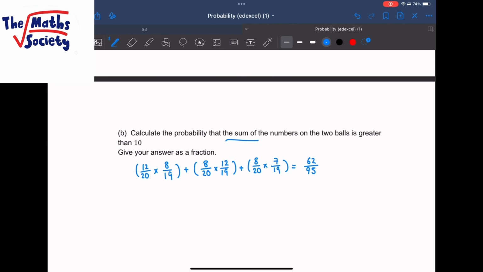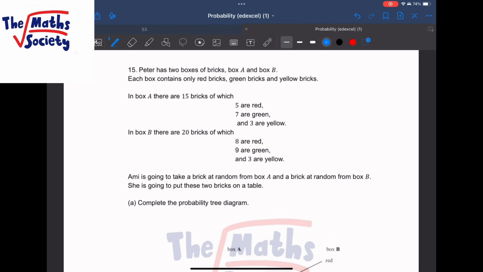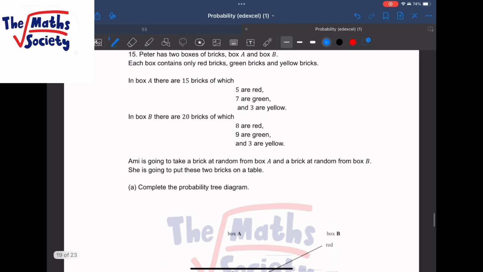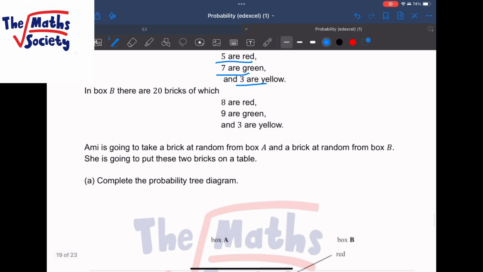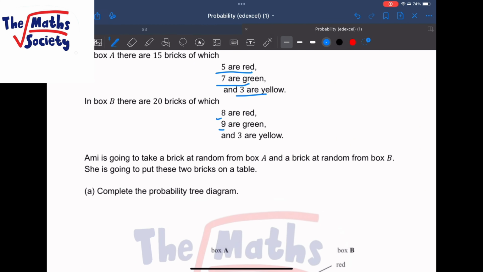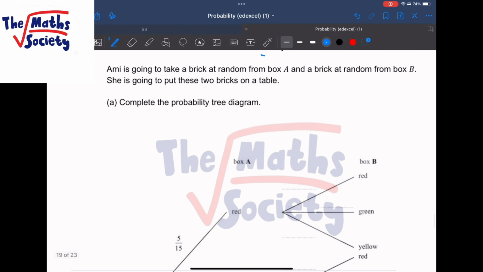Okay, so now we're on to number 15. It says Peter has 2 boxes of bricks, box A and B. Each box only contains red, green bricks, and yellow bricks. In box A, there are 15 bricks: 5 red, 7 green, 3 yellow. Box B: 8 red, 9 green, 3 yellow. So we just need to complete the tree diagram first.